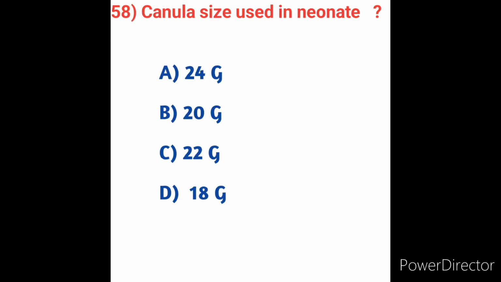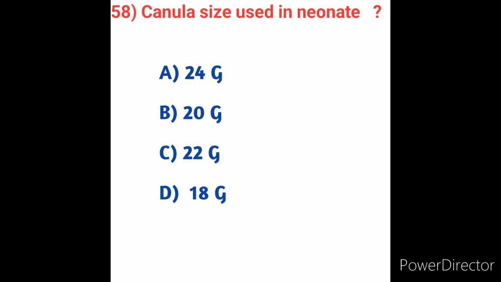Cannula size used in neonates. In neonates, which cannula size will we use in rare hospitals? Options: option A 24 gauge, option B 20 gauge, option C 22 gauge, option D 18 gauge.